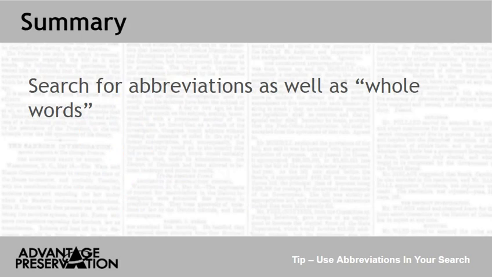So in summary, the bottom line is that abbreviations were used a lot in old newspapers, again, to save space. So you're going to want to take advantage of knowing that fact and search not just for whole words, but also for abbreviations. If you do so, you will end up with more targeted search results and articles that you are interested in reviewing. Okay? That's it for abbreviations. Thank you.